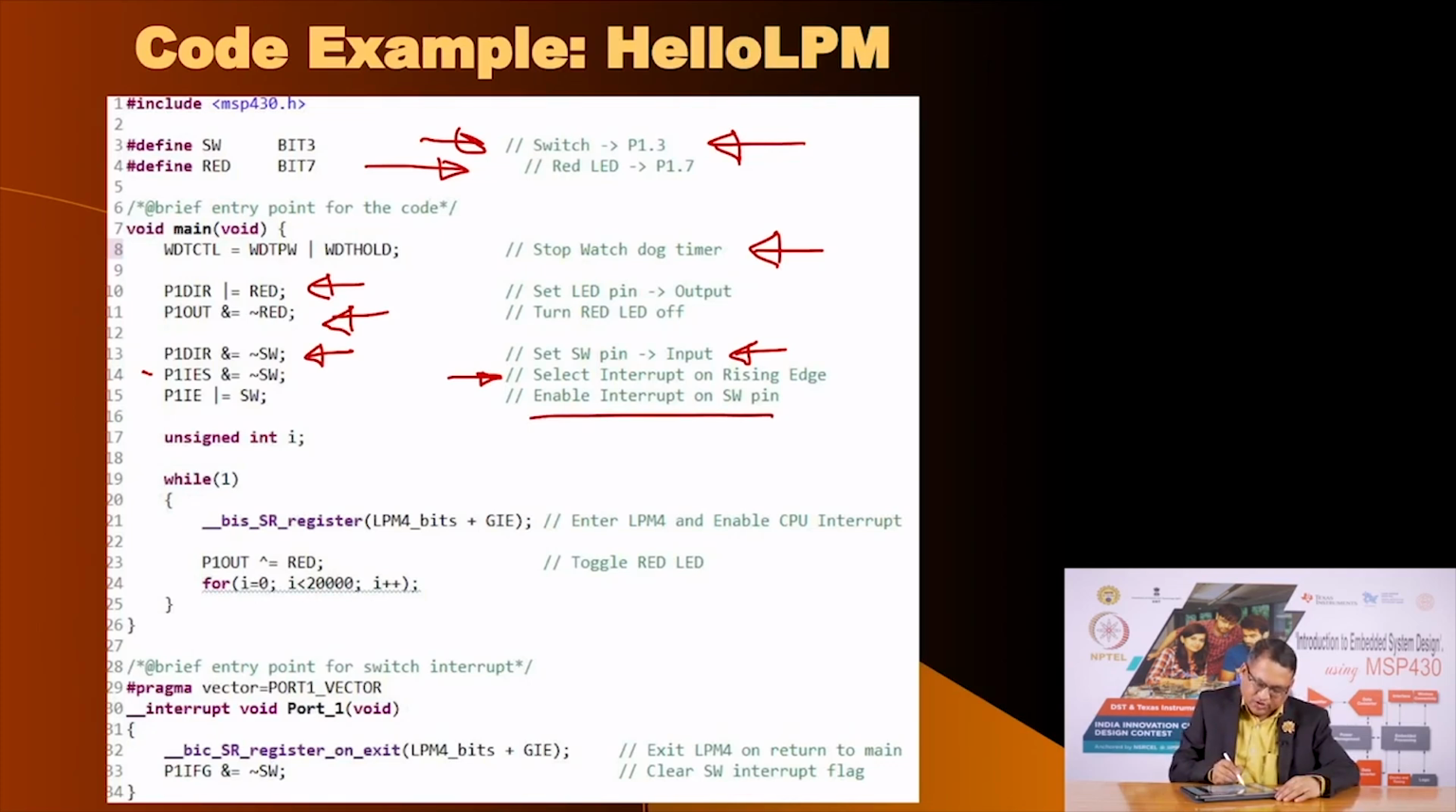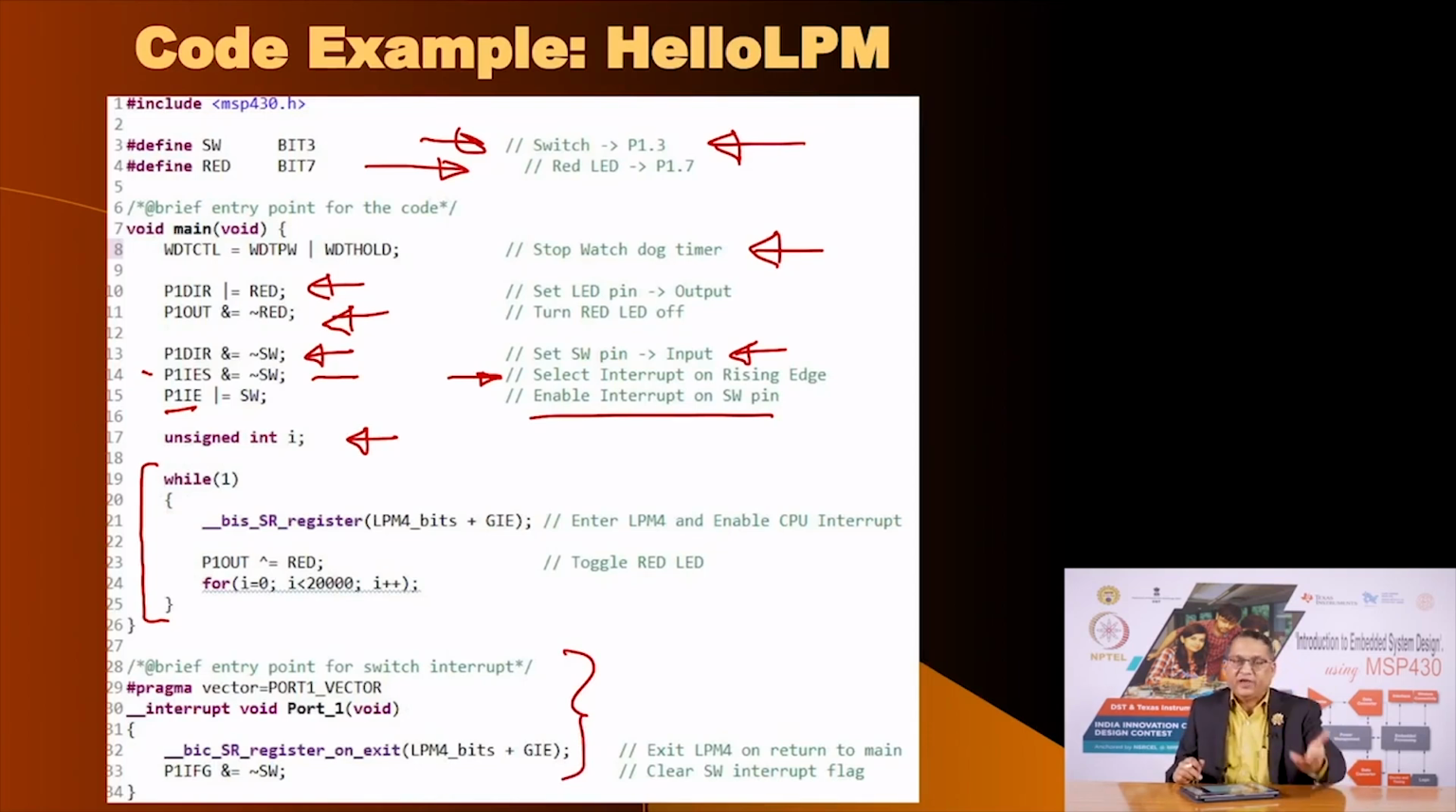So, we have access to registers, the port 1 interrupt enable and the port 1 edge selection register. We have decided that whenever the switch is pressed and released, at release you will get a rising edge, and it should interrupt the system. Then we have a variable I declared, we will see what we are doing with it, and then we enter an infinite loop.